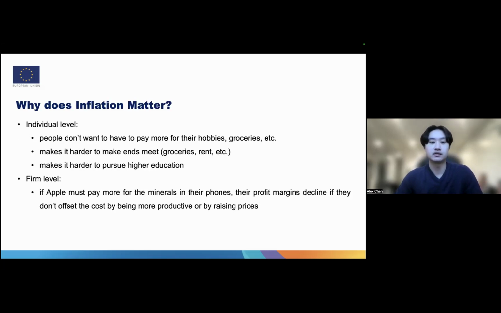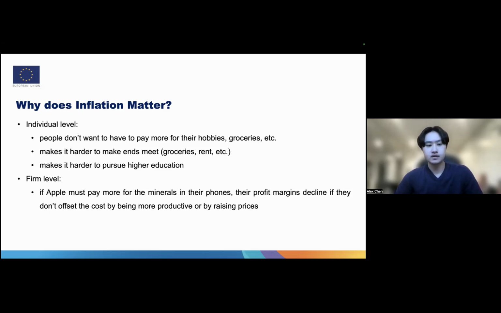So why does inflation matter? When I was in college, a lot of times you're just going through the motions, but sometimes it's good to try to think about it on the human level first. On the human level, people generally don't want to have to pay more for their hobbies and their groceries. Like, who wants to pay more for their apples, right? Who wants to pay more to see a movie? No one. It makes it harder to make ends meet, with groceries and rent, and it makes it harder to pursue higher education, right? Because higher education institutions also have to charge fees in order to have you in their dorms and feed you and pay the professors to teach you. So they're also affected by inflation.